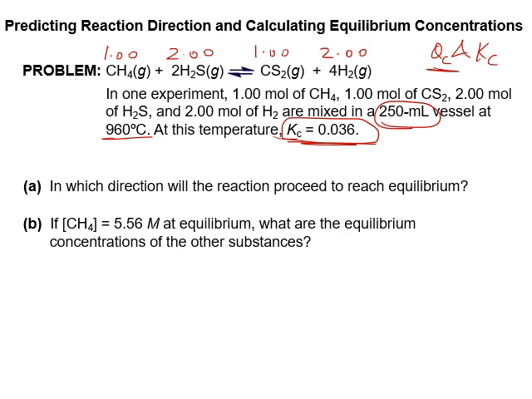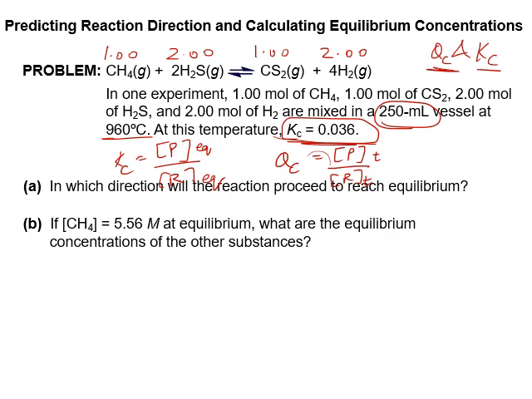What is the difference between Kc and Qc? Kc and Qc have the same expression. The only difference is Kc uses the concentrations of product and reactant at equilibrium, and Qc uses the concentrations of product and reactant at any given time t. So for example, in this case, at a certain time t, you have 1 mole of this, 2 moles of this, 1 mole of this, and 2 moles of this. So I will plug those values into my Qc, get my value of Qc, compare it to K, and that would tell me which direction the reaction will go.